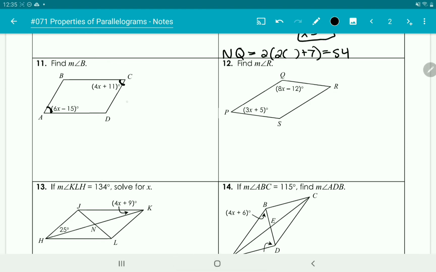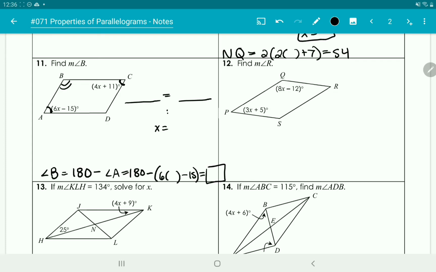This one, opposite angles are the same. So again, you're just going to fill in the blanks. Those two are equal to each other. Okay? They're opposite one another. Once you solve for x there, it's asking for angle B. We know that angle B is going to be 180 minus either A or C. We'll do angle A. So we'll do 180 minus 6 times whatever you got for x, minus 15. And that is going to give you your answer for that one. So solve for x and plug it in there.